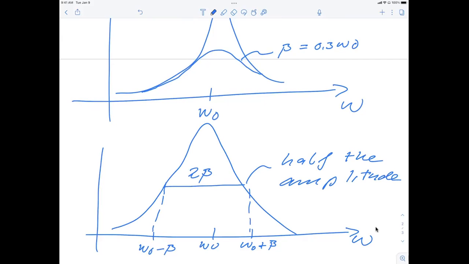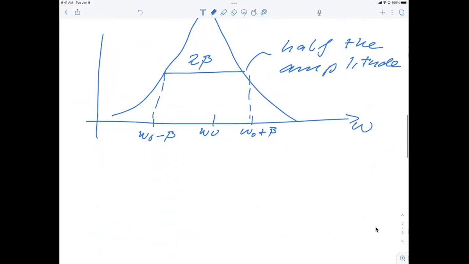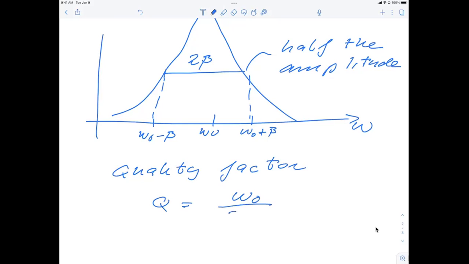So one quantity which you will encounter in many textbooks and also in the literature is what we call the quality factor. So you can actually rewrite your differential equation in terms of this parameter Q. This Q is defined by omega 0 divided by 2 times beta. So a large Q means that you have a narrow resonance.